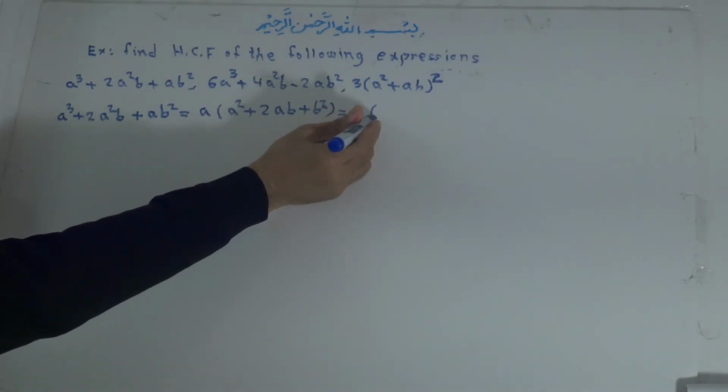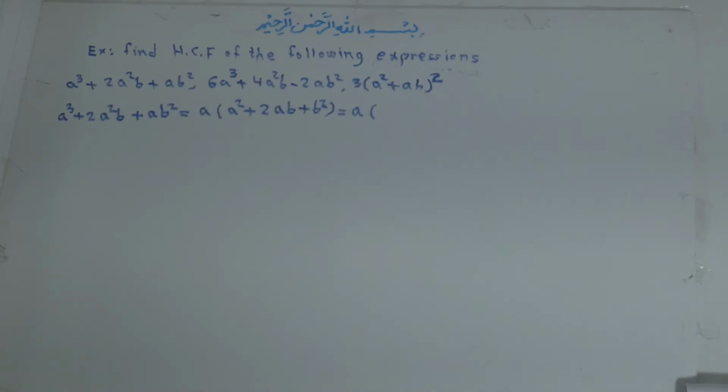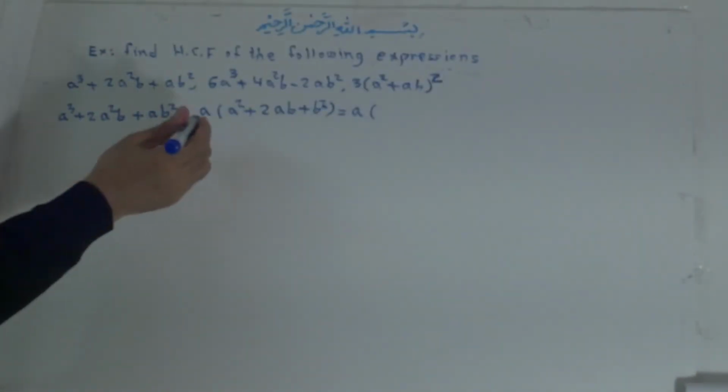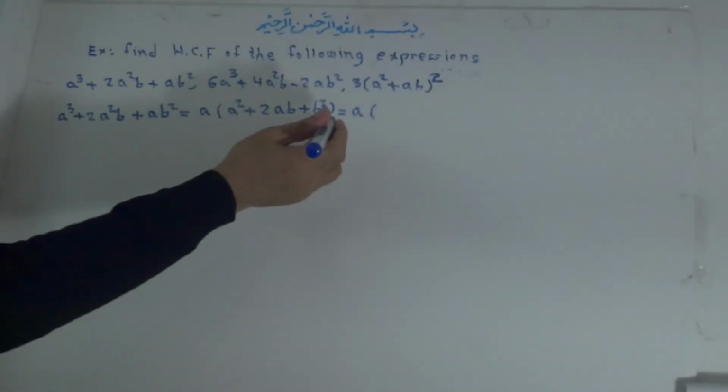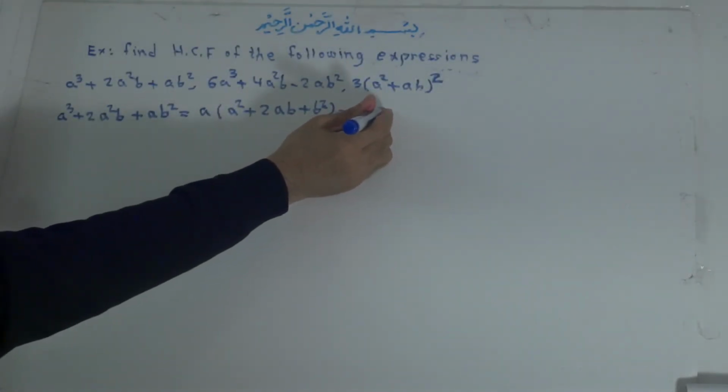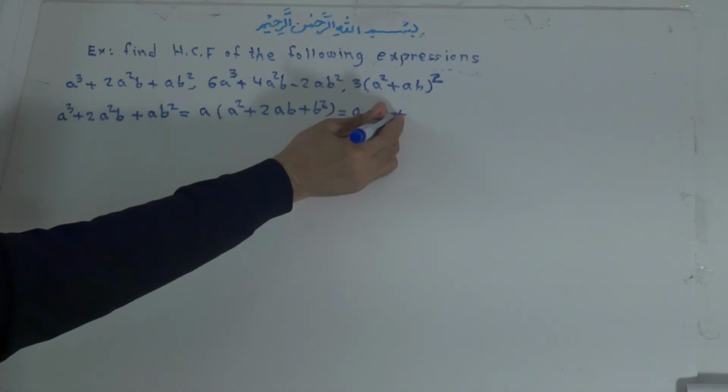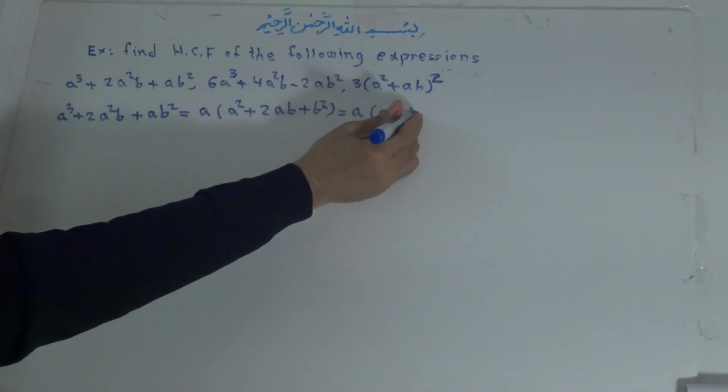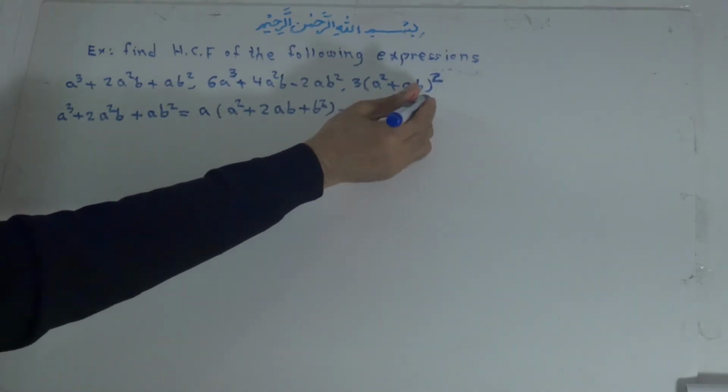We know from factoring and from identities that a to the power of 2 plus 2ab plus b to the power of 2 is a plus b to the power of 2.